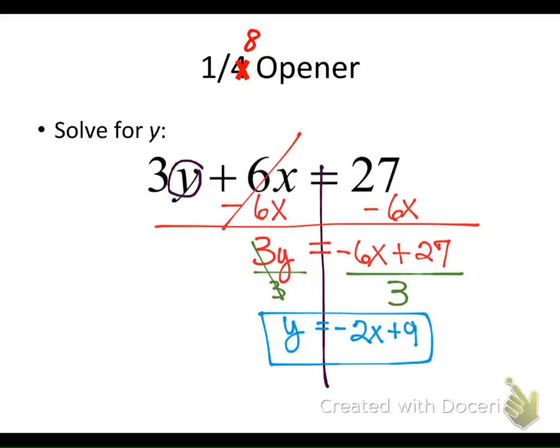Okay, so I'm going to tell you this now. You're going to have another question like this on your opener tomorrow. So just be aware. When you see multiple variables, you're always going to have to look to see which variable you're solving for.